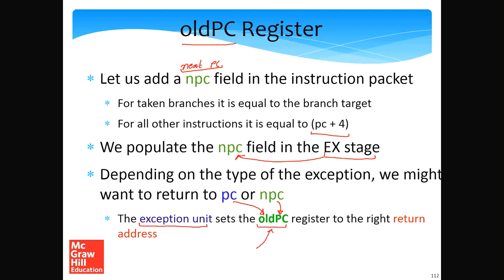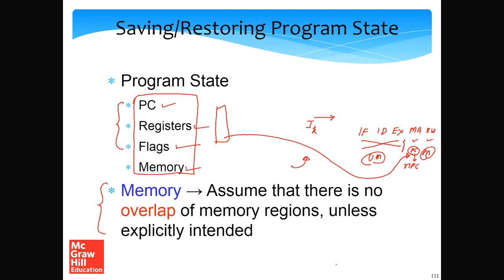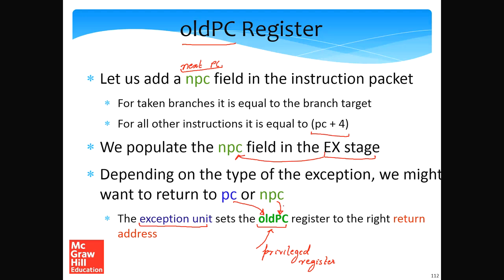This is an additional register, an extra register. It's also called a privileged register because normal programs cannot see it. The dedicated hardware called the exception unit takes the program counter or the next program counter, whichever may be the case, depending upon the type of the interrupt or exception, and saves it in a new register called old PC, which normal programs cannot access, but interrupt handlers can. This will ensure that we can come back to exactly the same point at which we had left. So for the instruction that is marked, we can either redo this instruction or go to the next one if it's a branch. But at least we'll be able to save this information via the NPC field in the instruction packet and the old PC register.